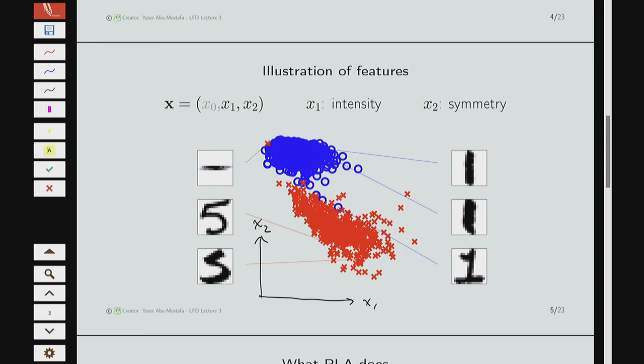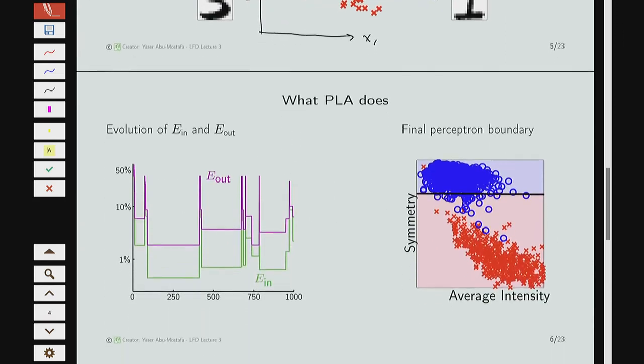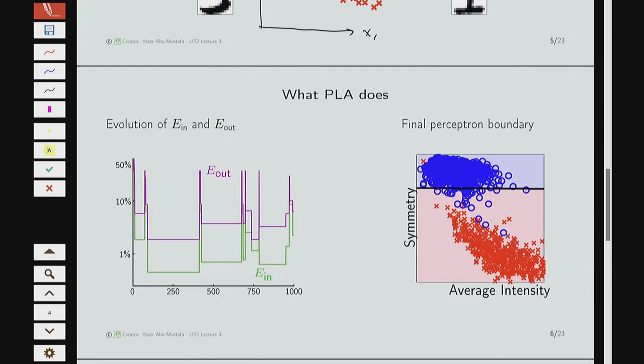So if you run the perceptron learning algorithm, you will get this. Suppose you run it for 1,000 steps. This green line will be our E in, the training error. E out is the test error. For now, we can ignore it. The test error in general is worse than our training error, but later we'll talk about how to make this closer. For now, let's just worry about E in.